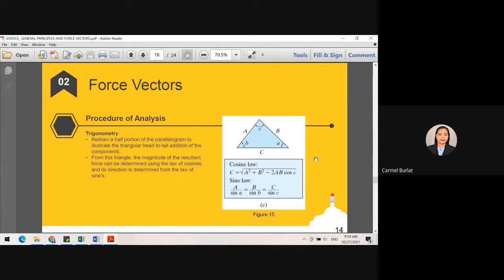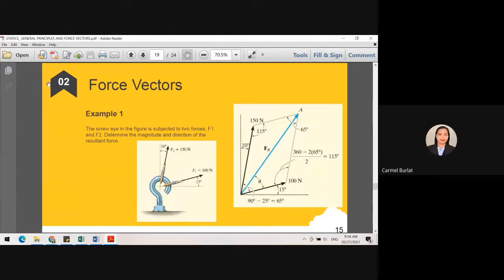Na-introduce na mao gyud mas concept sa inyo ang sine and cosine law. But absolutely, this first vector, it's your first time hearing this one, right? First ninyo ni nga ES subject nga statics, di ba? Okay. Yes, ma'am. So this one, you have the two forces, F1 and F2.